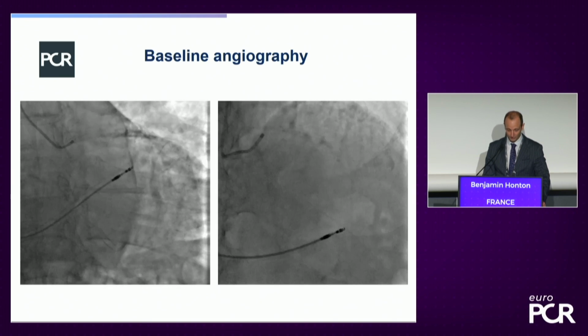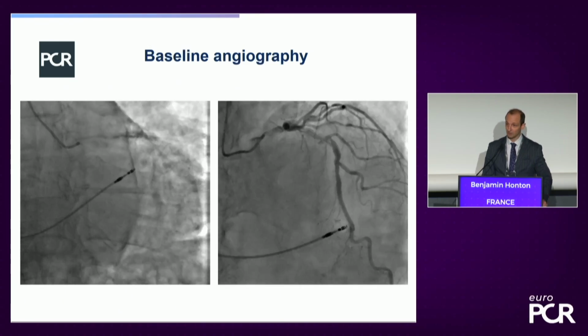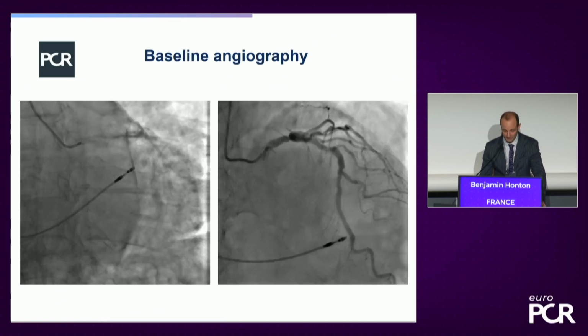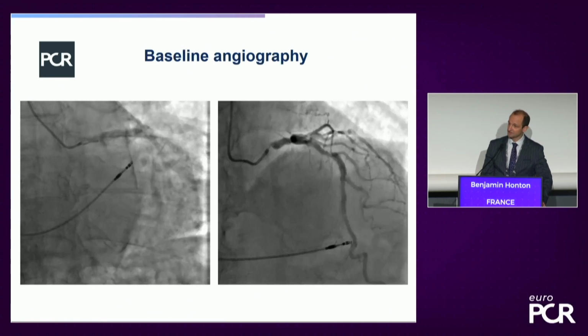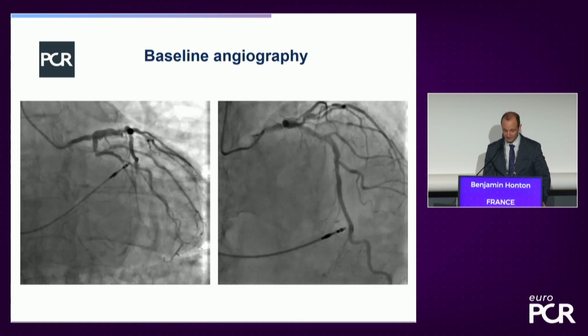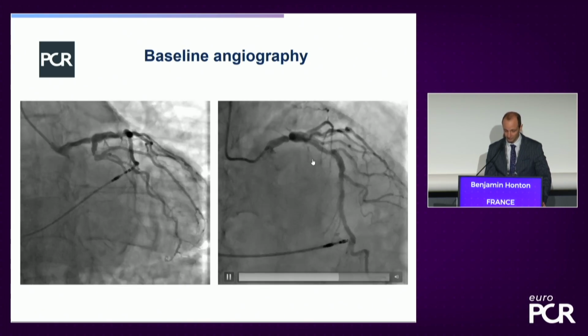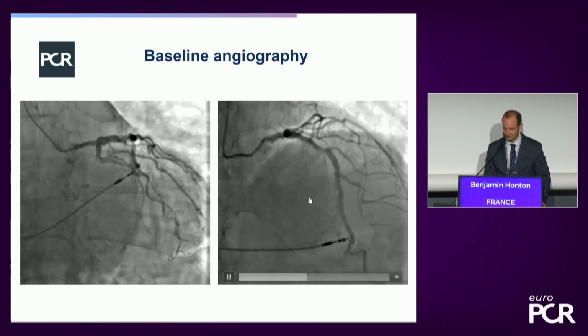When we go to the left network, on the AP view, you can see at the end of the left main this indentation that is also visible in the AP cranial view. We also have a doubt at this moment on the proximal LAD, just here before this diagonal, and you can see before the injection again the important amount of calcium.